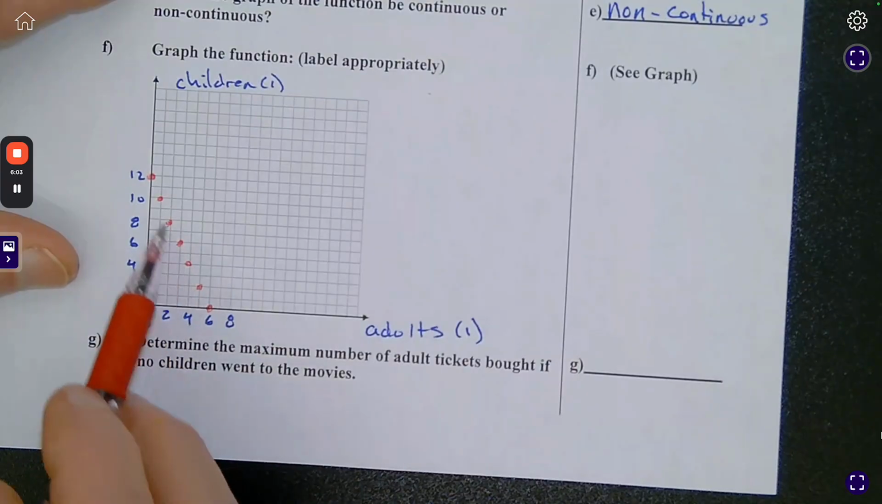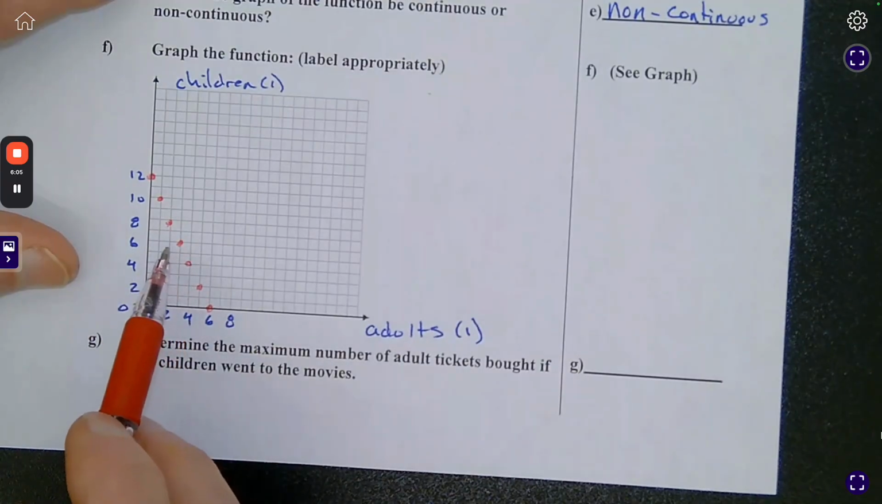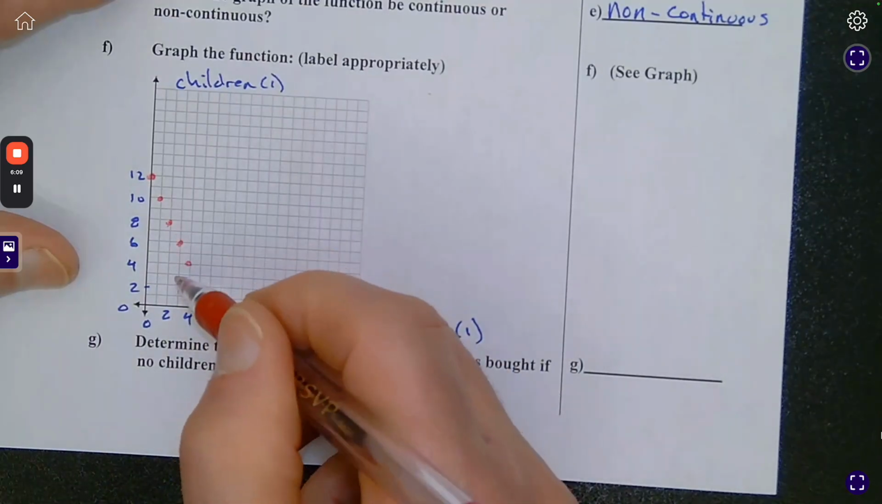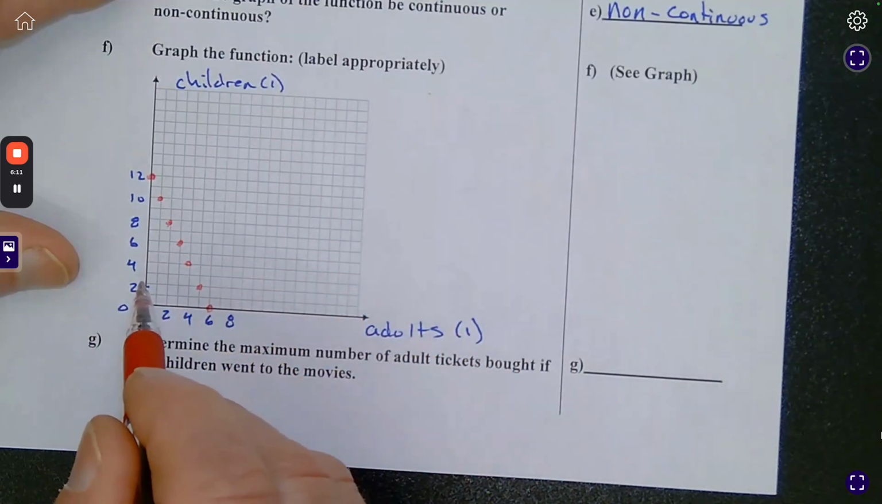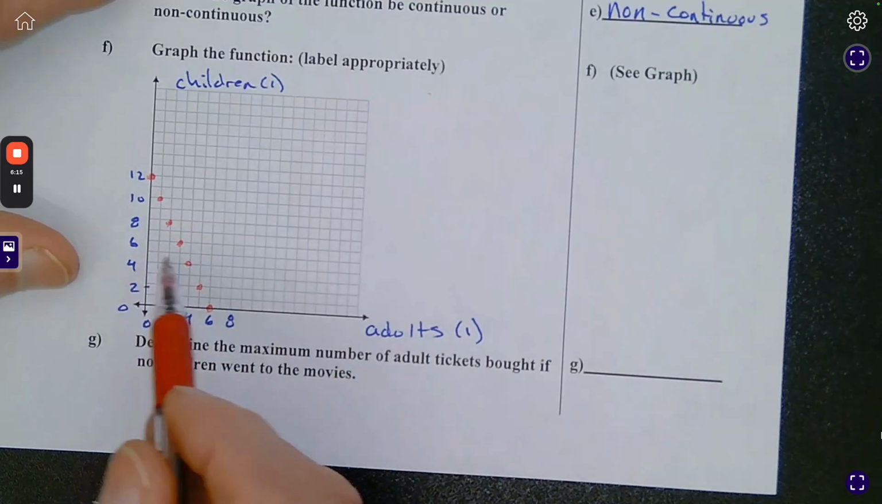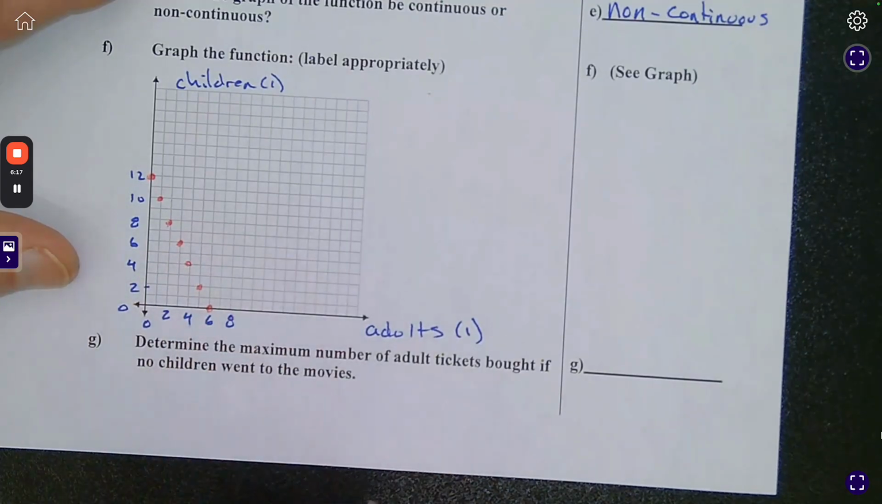And that really represents all of the solutions. There's no point in me graphing anything in between because nothing in between makes sense. You cannot have 2.5 children. You can't have 4.5 or 4 3/4 of an adult or 4.8 adults. So that is the graph.